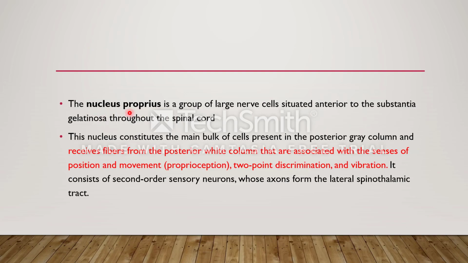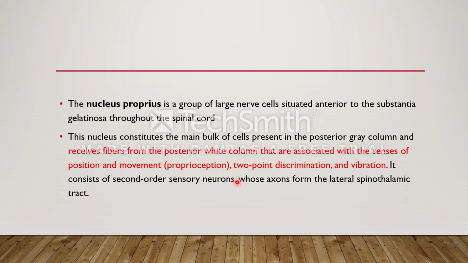Now the second nucleus, which is the nucleus proprius, is also present in the entire length of the spinal cord. It is anterior to the substantia gelatinosa. The main function of this nucleus is to receive fibers from the posterior white column that are associated with the senses of position and movement. It is called proprioception, two-point discrimination and vibration. It consists of the second order sensory neurons whose axons form the lateral spinothalamic tract. I will describe the lateral spinothalamic tract in the white matter.